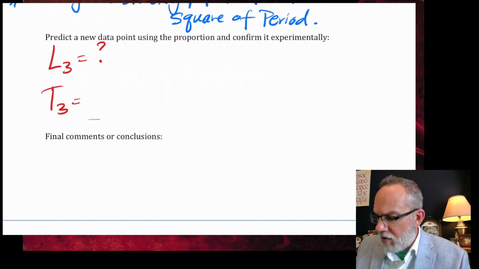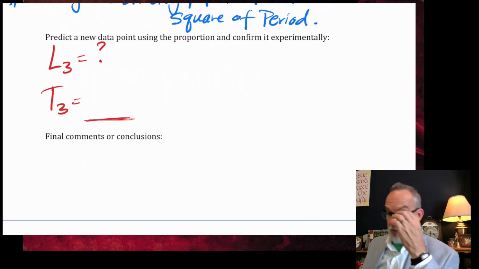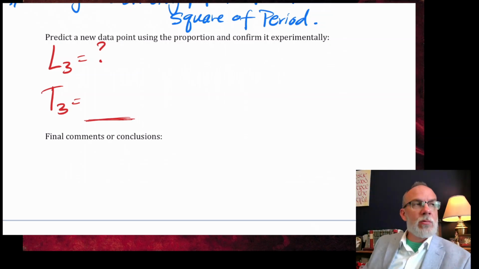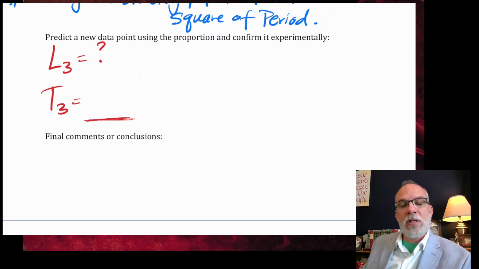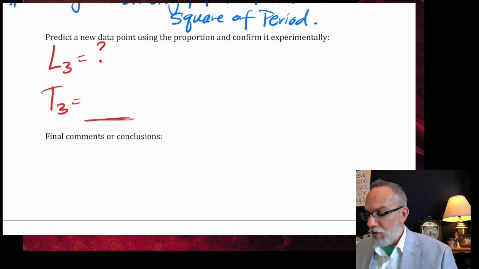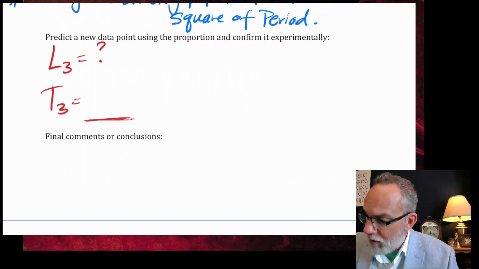Now, you're going to have to do it yourself with your own data. And you're going to say, but Mr. Marsh, I don't know the period of that third pendulum because obviously I wasn't there. I have another video that I want you to watch, which actually has video of this third pendulum. So what you're going to do is this. You're going to take your third time. You're going to know that, and you're going to do this proportion.